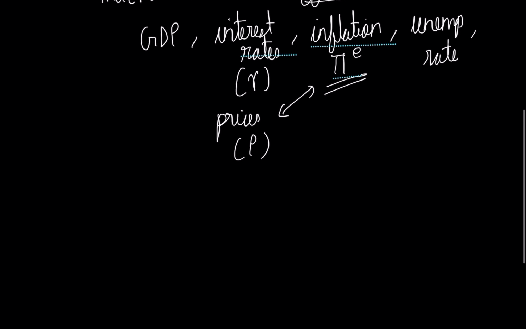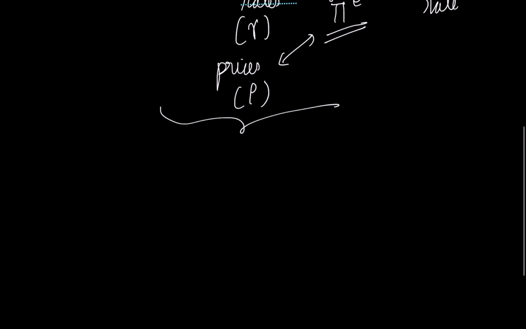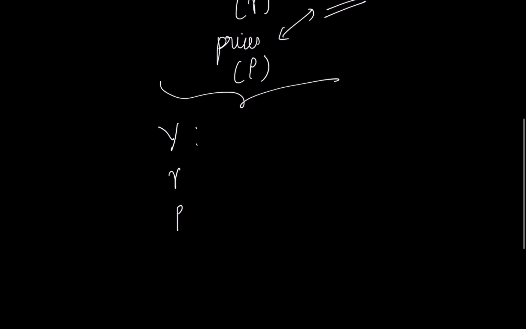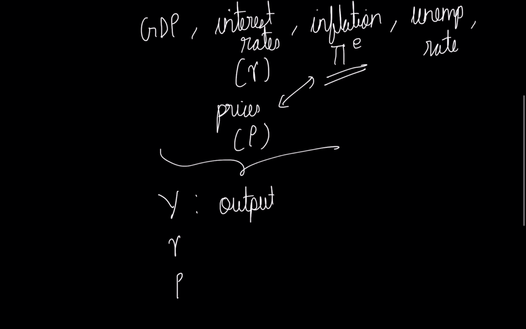And broadly speaking, of all of these variables, there are three variables that stand out, sort of the three most important variables, and a large number of other macroeconomic variables can be related to these three main economic variables. And these three main economic variables are Y, R, and P. What is Y? Y is nothing but output. What is output? It is the total amount of output that is produced by the economy in a given period of time, for example, in a year. And this is nothing but the GDP of the economy.